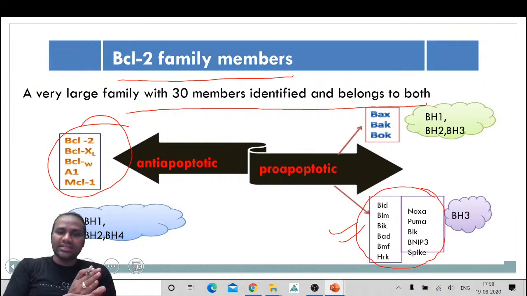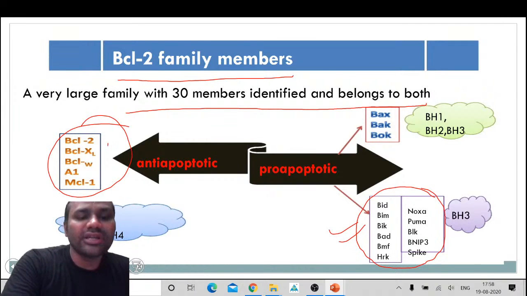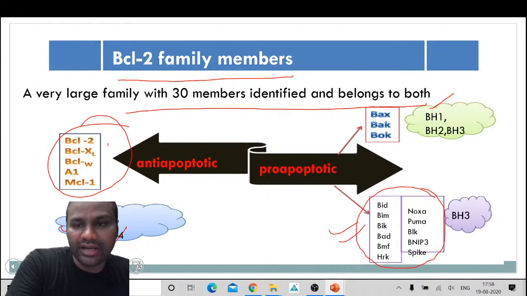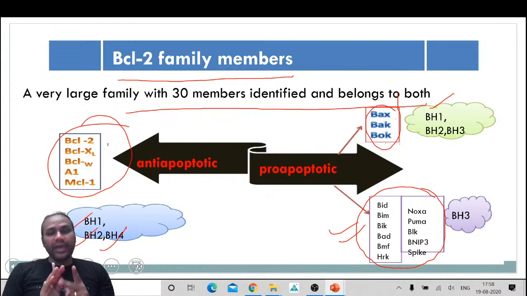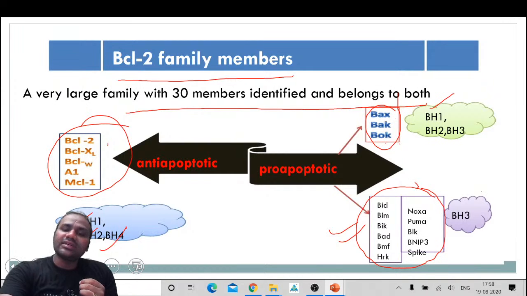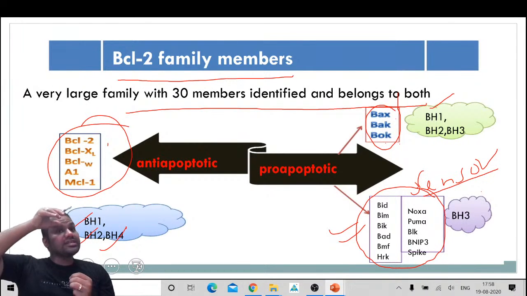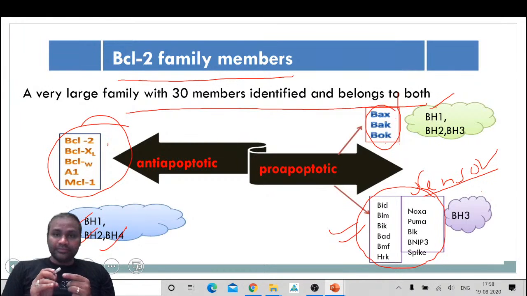So which are the sensors? Remember, anti-apoptotic proteins have BH1, BH2 and BH3 domains. Pro-apoptotic ones are BAX, BAK and BOK. They are pro-apoptotic, and obviously these are the effectors. The sensors are activated first. You can remember the sensors this way: BAD, BIM, BID, NOXA and PUMA. So these are very important sensors.